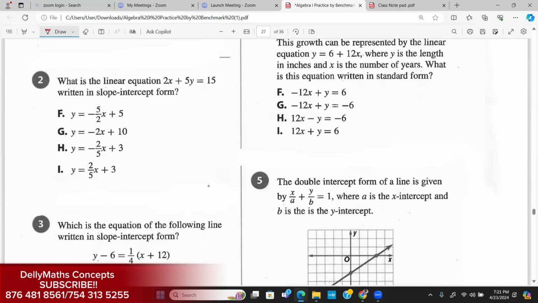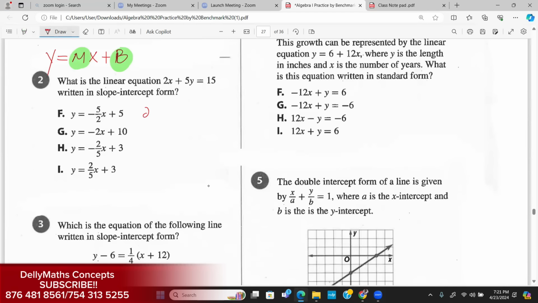What is the linear equation 2x plus 5y equal 15 written in slope-intercept form? What is slope-intercept form? Slope-intercept form is y equal to mx plus b. So as you can see, slope-intercept. That is why it's classified as that.